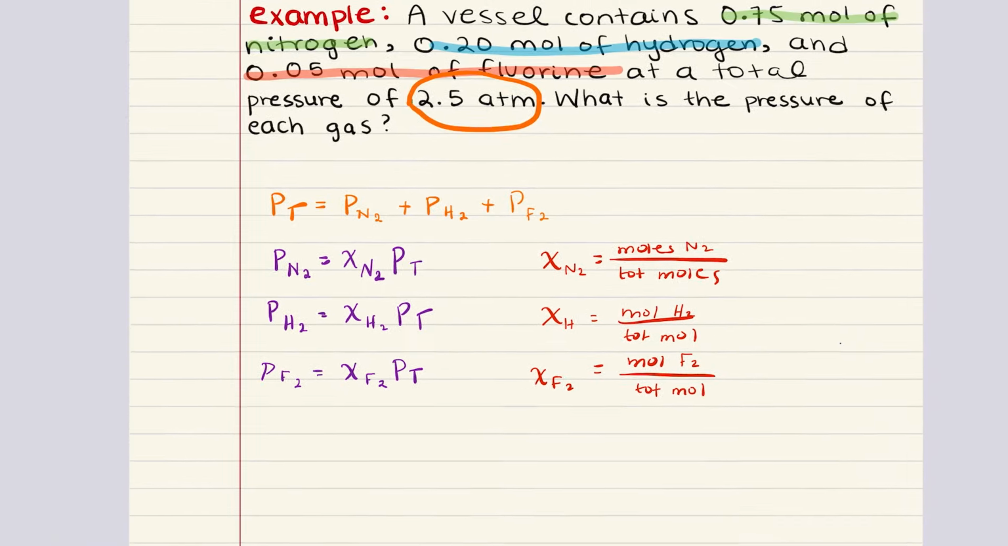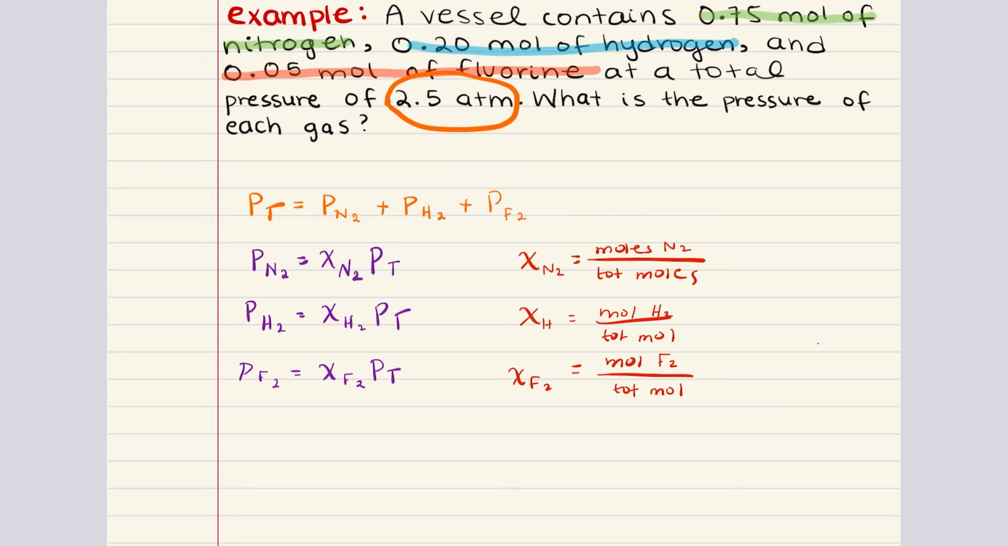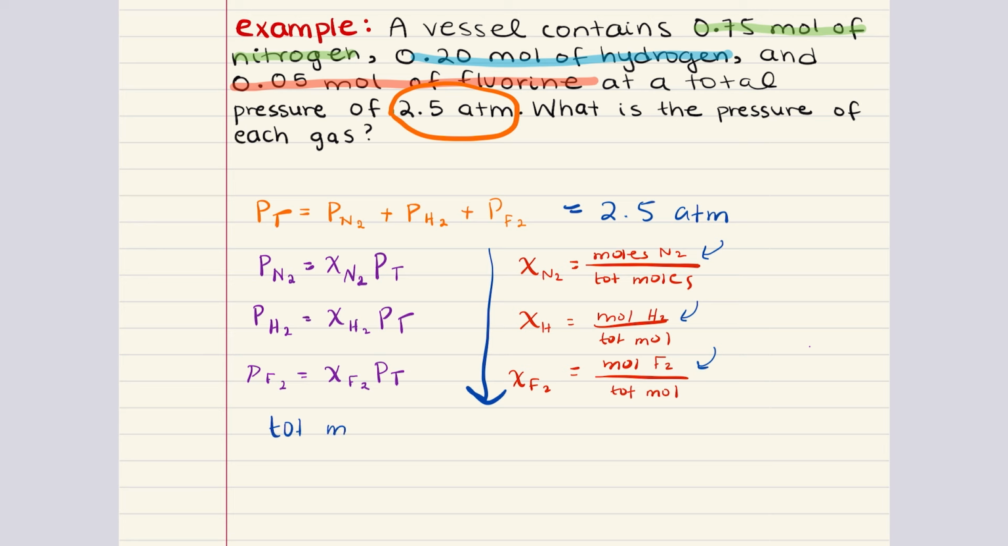Now, looking at these set of equations, what information do we have? We have the total pressure. The total pressure is equal to 2.5 atmospheres. And we also have the moles of each of these gases. We have the moles for nitrogen gas, hydrogen gas, and fluorine gas. So we have the numerator for each of these expressions. We can also easily figure out the denominator. The denominator is the total number of moles in your system. To figure that out, we just have to sum the moles of hydrogen gas plus nitrogen gas plus fluorine gas.